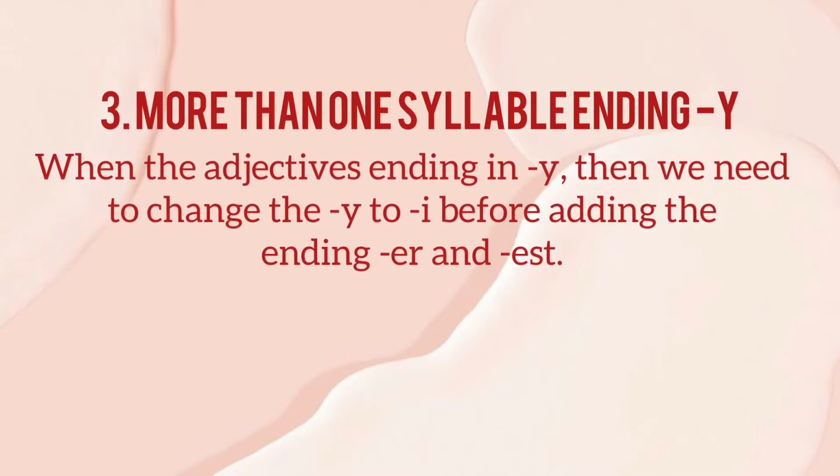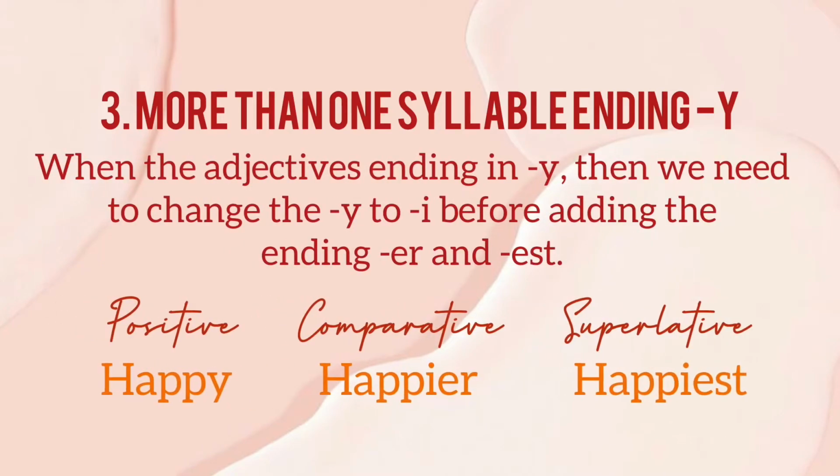Thirdly is more than one syllable ending with consonant Y. When the adjectives end in Y, then we need to change the consonant Y to vowel I before adding the ending "er" and "est". For example, positive happy, comparative happier, superlative happiest.